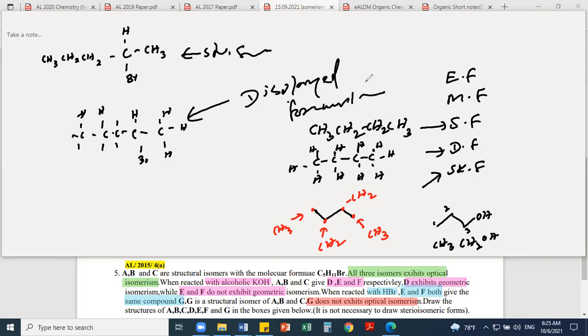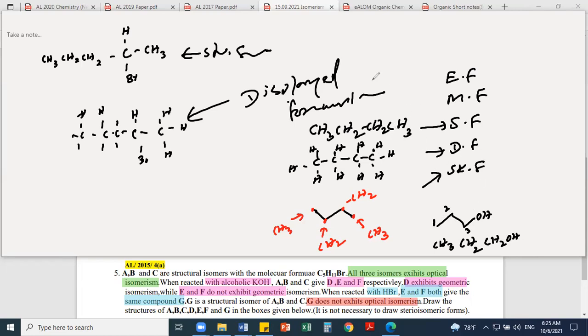One more: CH3 CH2 CH2 OH, like that. 3 carbons there. This is how you get it. This is called propanol.